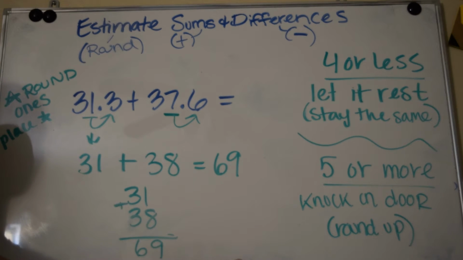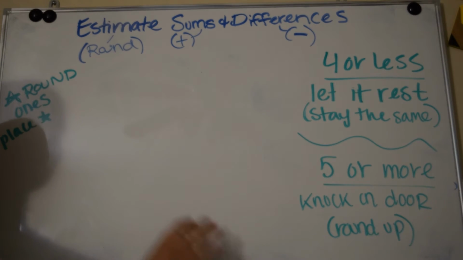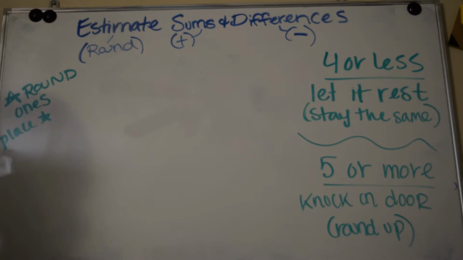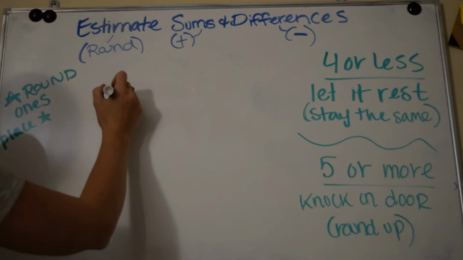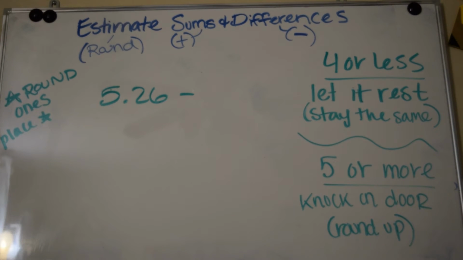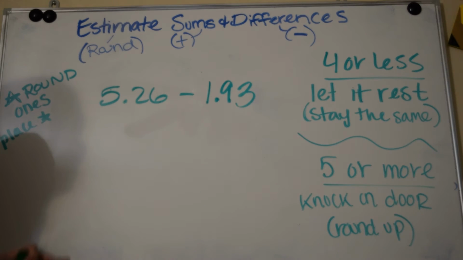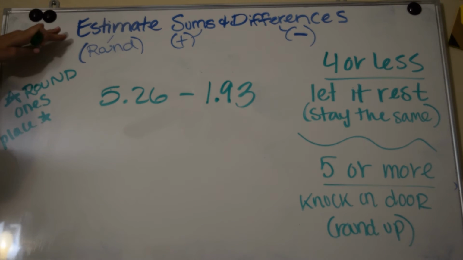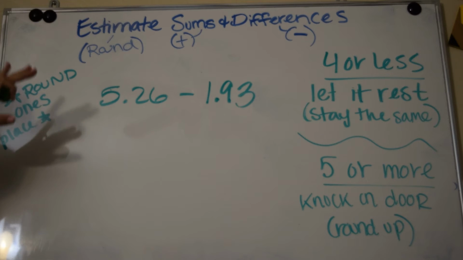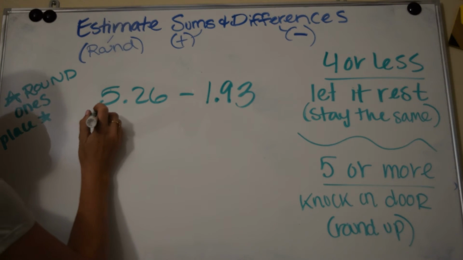Let's go ahead and do another example, and then you guys will be ready to go. The most important part, again, is how to round. Make sure you're rounding the ones place. We're going to go ahead and subtract 5 26/100 minus 1 93/100. Okay, so we're not going to subtract these. Luckily, we get to round them to a whole number, and if we're rounding them to a whole number, you need to round the ones place. So underline the digits in the ones place.